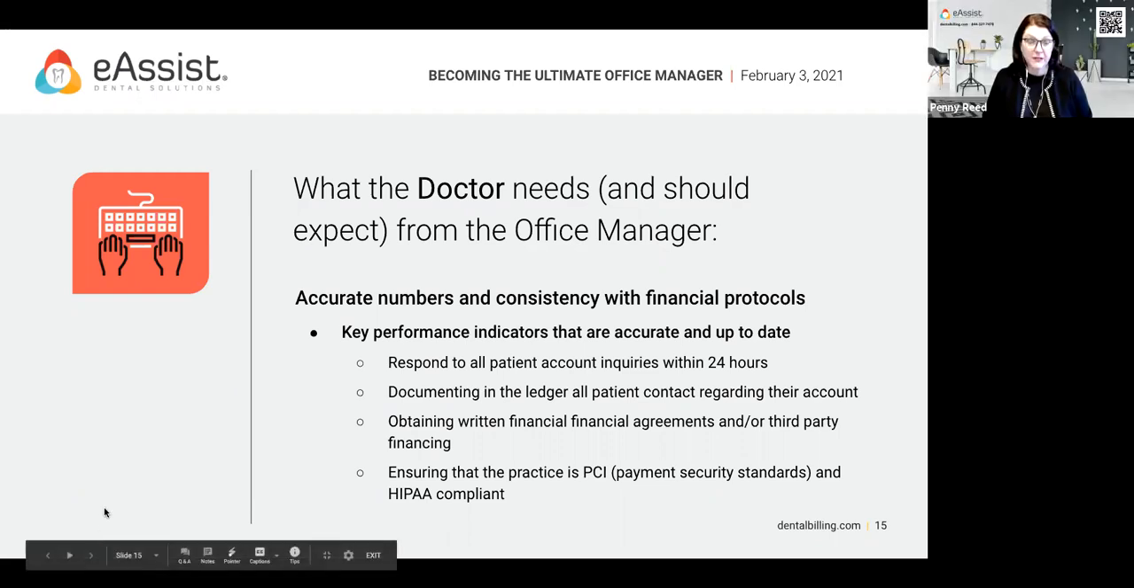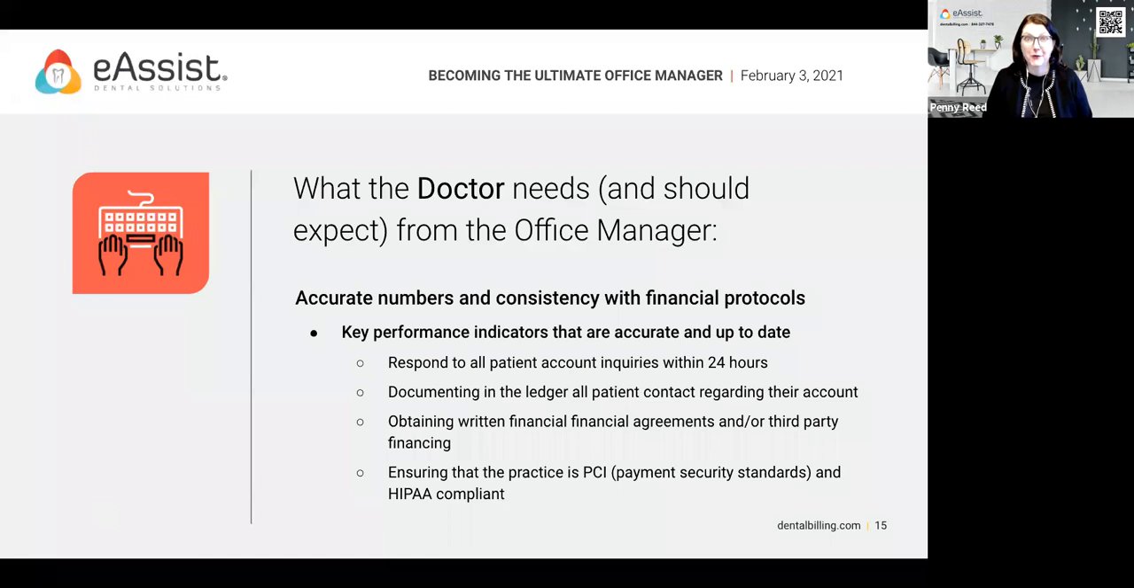And I'll go into much more detail. Written financial agreements and/or third-party financing. That's what they're counting on us for, right? Is that they get the treatment accepted. We're doing the work, that we're getting paid, and then ensuring that the practice is PCI compliant. So your payment security standards, which are what allow you to accept the merchant processing, and also HIPAA compliant.